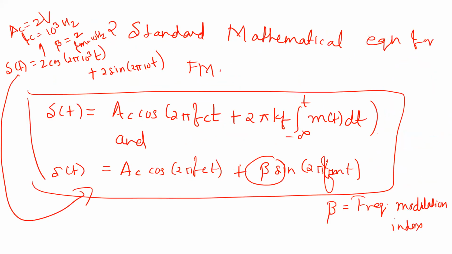Next, two standard definitions of FM of t: AC cos 2 pi FCT plus 2 pi KF integral minus infinity to t of M of t dt, and S of t is equal to AC cos 2 pi FCT plus beta sin 2 pi FMT. I hope I'm clear with this. Now there will be lots more formulas coming up, so make a note of it. Don't worry, we'll try to understand how these formulas are derived. Any doubts here, Jerry? No, I'm good. Trying to understand, sir.